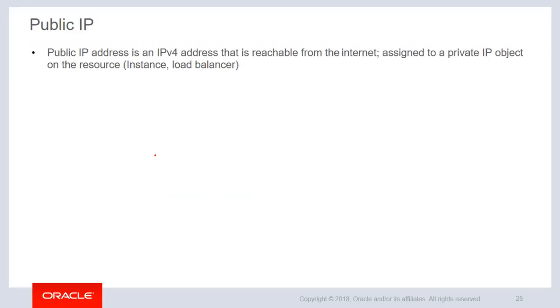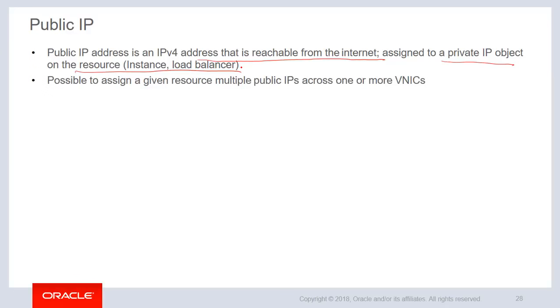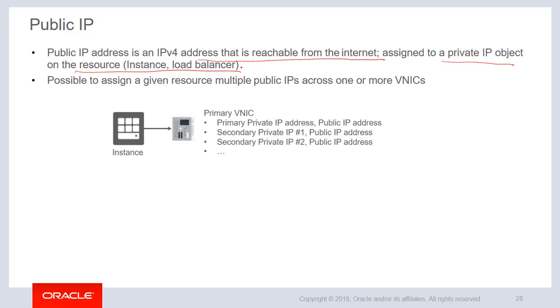Public IP address is an IPv4 address that is reachable from the internet. It's assigned to a private IP object on the resource. So whether it's an instance or a load balancer, etc., you can assign a public IP address. You can have multiple public IPs across one or more VNICs, as we saw earlier, right? So if you have a primary VNIC here, you can have a primary private IP address. You can have a public IP address here, right? Optional, but you could do that. Similarly, secondary private IP, you could do a public here, and so on and so forth, right? And you can repeat this for a primary as well as secondary VNICs.